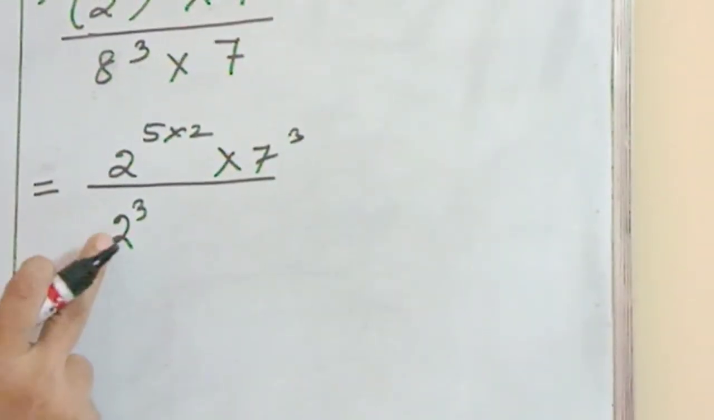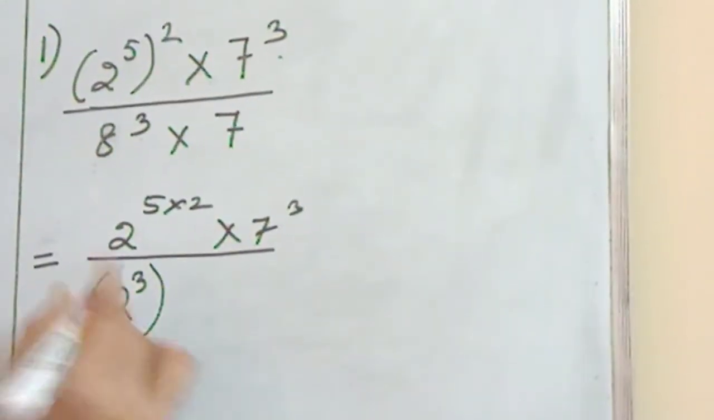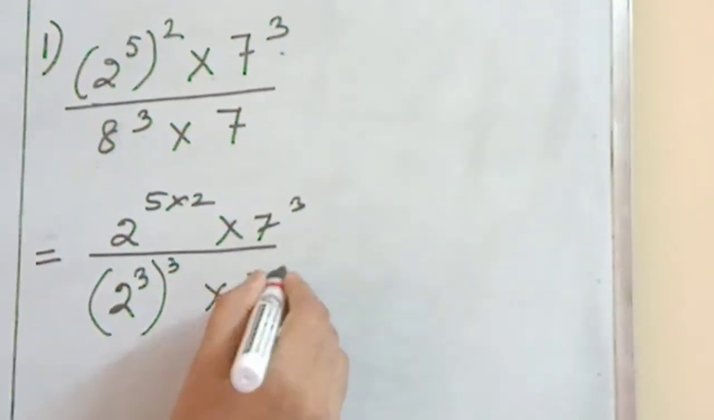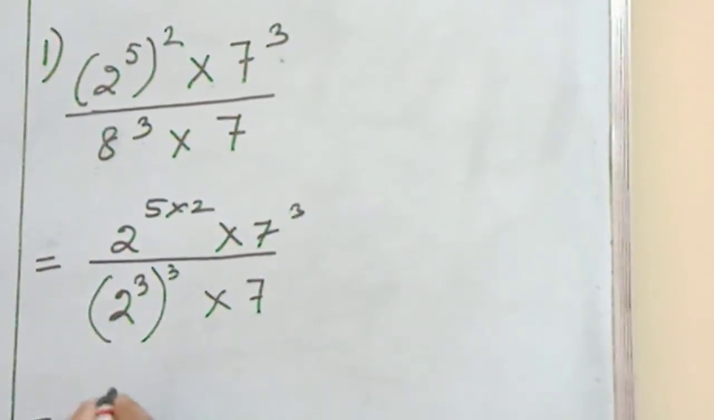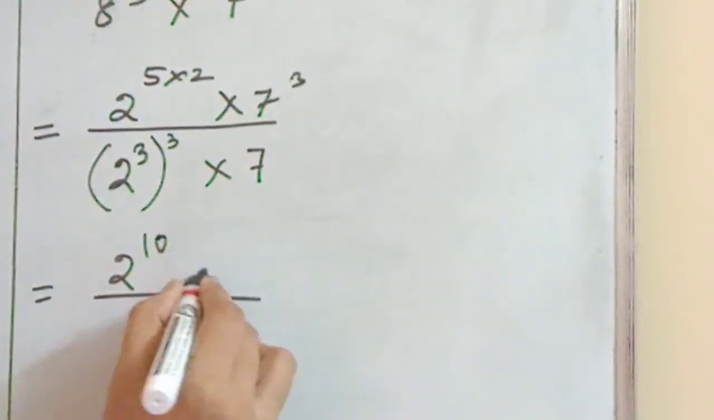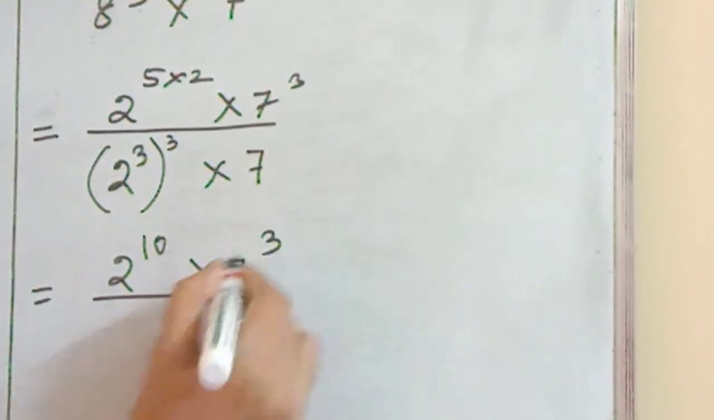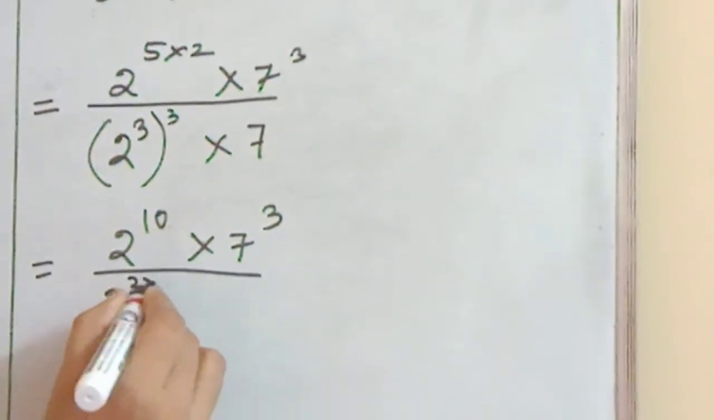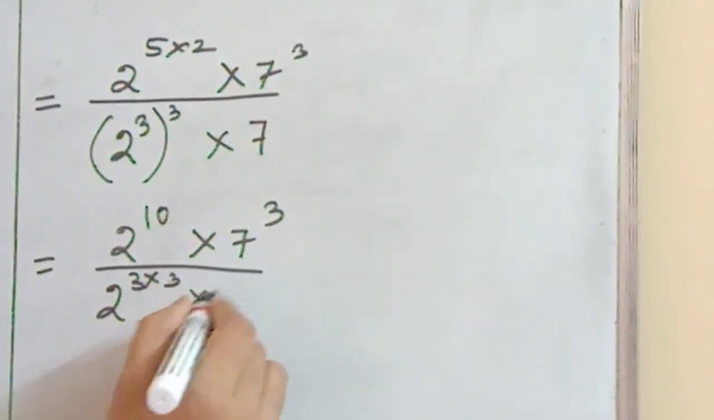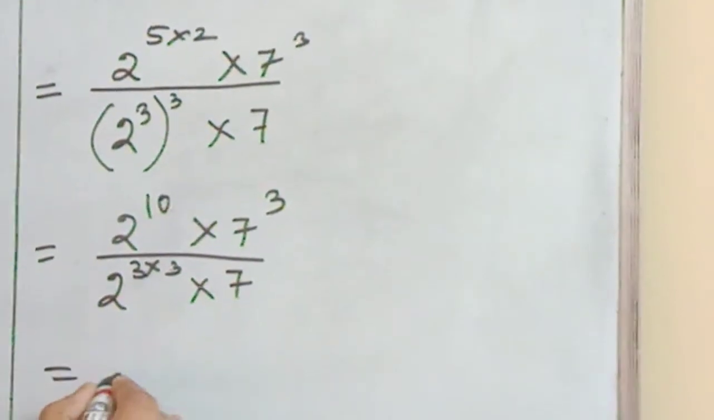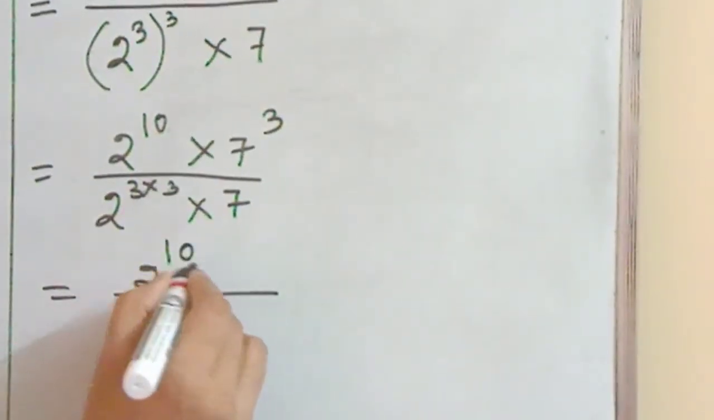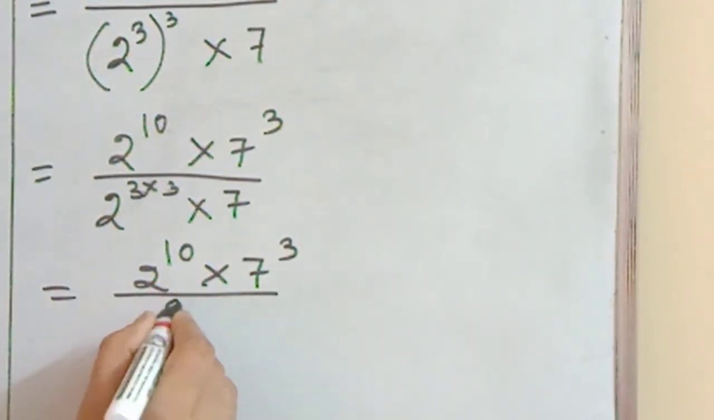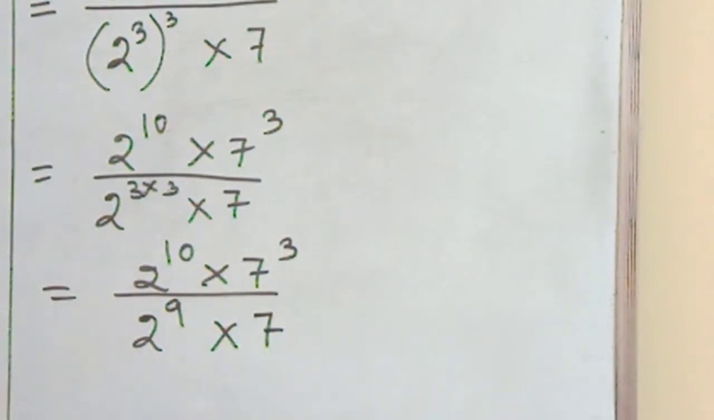8 means 2 into 2 into 2. That means 2, 3 times. And the power 3 is outside. So it is outside 3, into 7 to the power 1. Now 2 to the power 10 into 7 to the power 3. Here, power of power, so you know 2 to the power 3 into 3 is 9, into 7. So you can write 2 to the power 10 into 7 to the power 3, divided by 2 to the power 9 into 7.